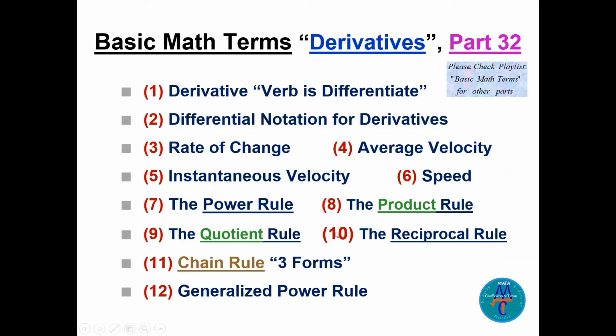Derivative, so the verb is differentiate. Differential notation for the derivatives, rate of change, average velocity, instantaneous velocity, speed, the power rule, the product rule, the quotient rule, the reciprocal rule, chain rule. There are 3 forms, and generalized power rule. So let's look at these 12 terms.